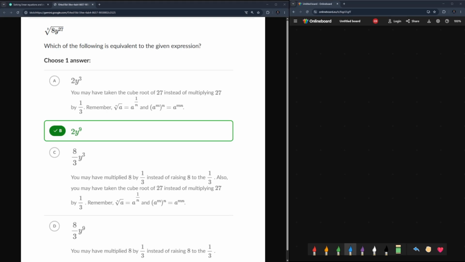Hey, what's up? Today we're going to be doing some problems for math, and we're going to start with this one. This one is from Khan Academy.